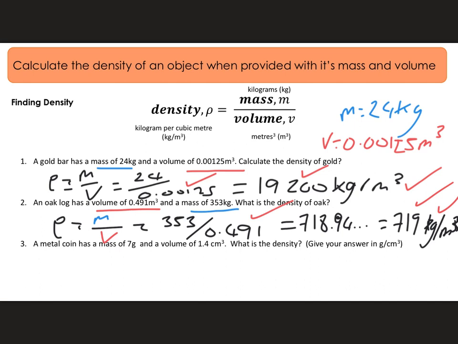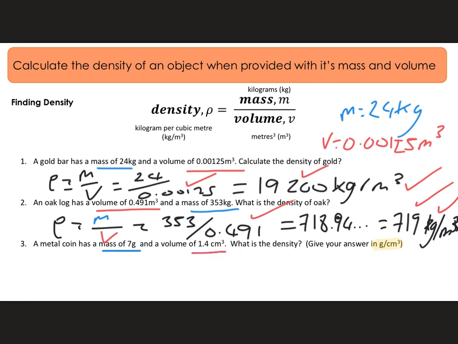Okay, we're going to move on to question 3. Just to highlight something on question 3 that's worthwhile, it tells you to give your answer in grams per centimetre cubed. So that means we don't have to convert anything for this question. We can use the numbers that were given in the question. So again, I'm going to go through and highlight it. I've got a mass of 7 grams, and I've got a volume of 1.4 centimetres cubed.